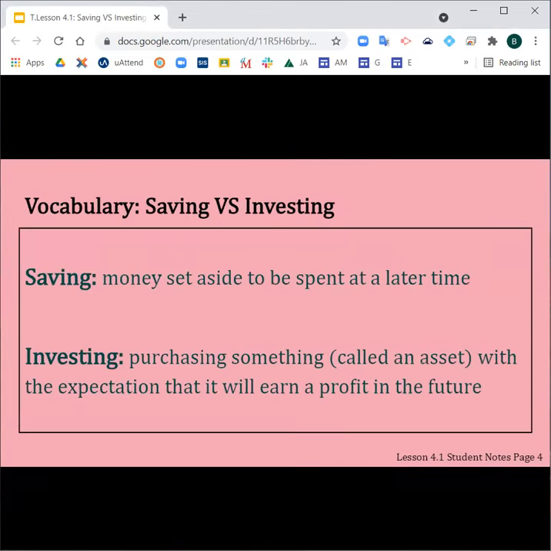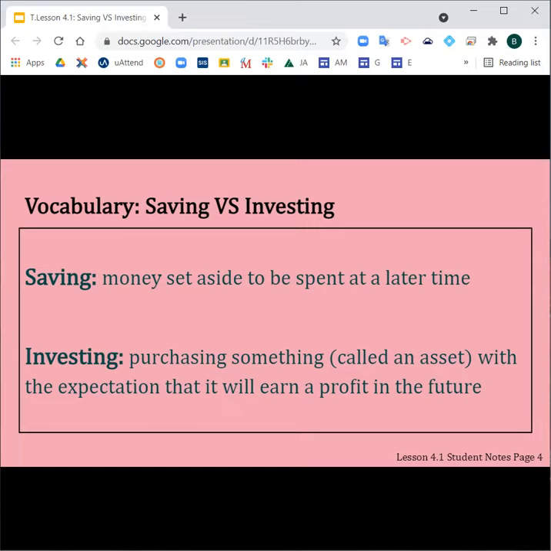All right, so let's talk about what saving and investing mean. Saving is money that is set aside to be spent at a later time. And if you look on page 4 of your notes, you should see space for you to write in these definitions in your own words. So when you're saving money, you are setting that aside to spend later, and that might be for something specific based on a smart savings goal that you have, or it might be an emergency fund that you are setting aside just in case something happens.